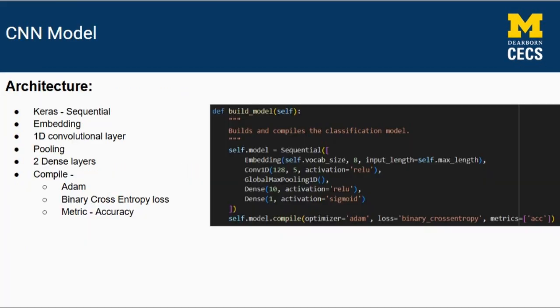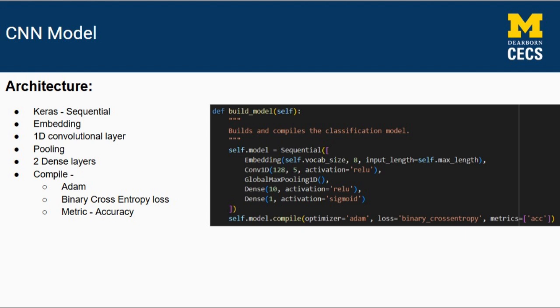So in the CNN model, we use the Keras sequential model. The sequential model works like stacking the layers sequentially one after another. The first one is the embedding layer, which converts the input data into a dense vector of fixed size.